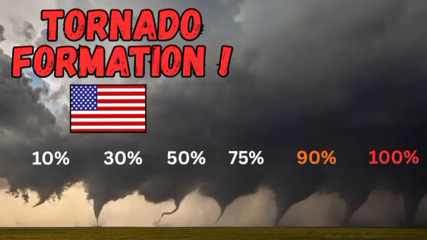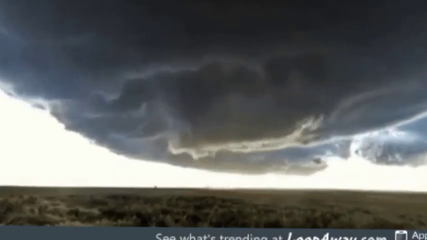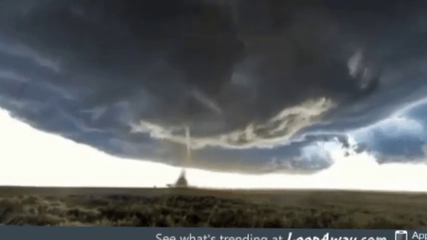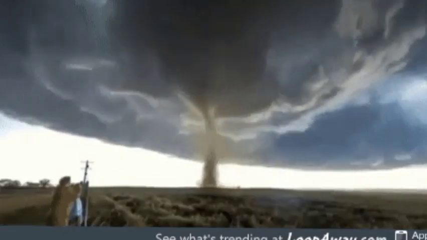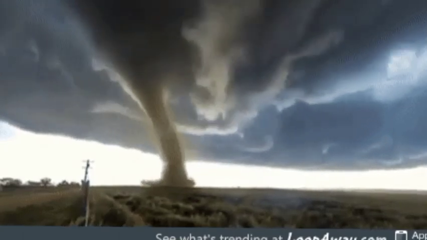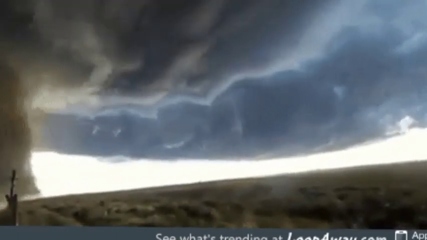10% tornado formation. Every tornado begins with warm, moist air near the ground. As this warm air rises into cooler air above, clouds begin to form. The stronger the rising air, the stronger the storm can become. This is the first step in tornado formation.